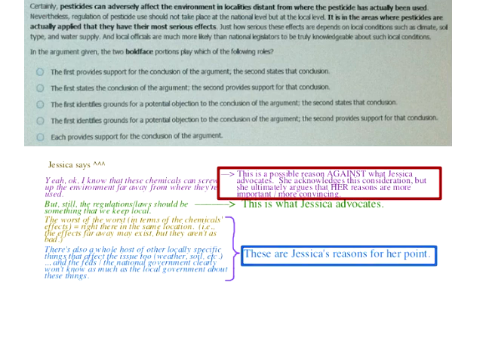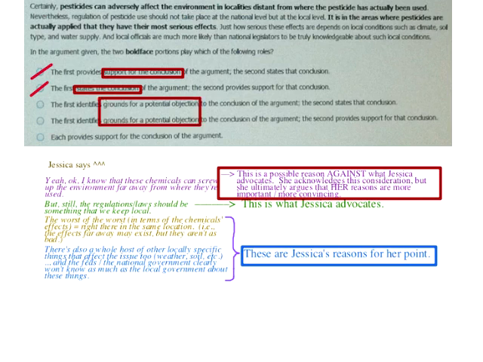So as far as the red box is concerned, the first one is not a support for the conclusion because it is the opposite point. So definitely not that. The first states Jessica's conclusion, well, hardly. It's actually a concession to the other side. Grounds for a potential objection, that is absolutely what that is. Here's why the other people might think what they do think.